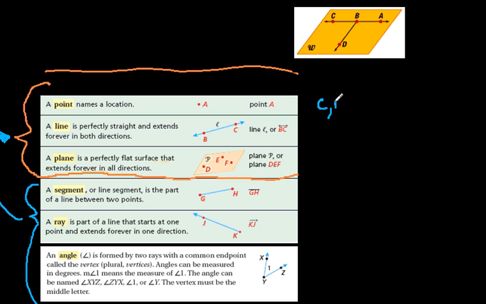Now, B, A, D. Those are the points that I see. Well, what about lines? Let's look back here on the chart. A line goes on infinitely. It goes on in both directions forever, and it's also straight. If you look up here, these arrows indicate that this line is going on forever, and it's a straight line.